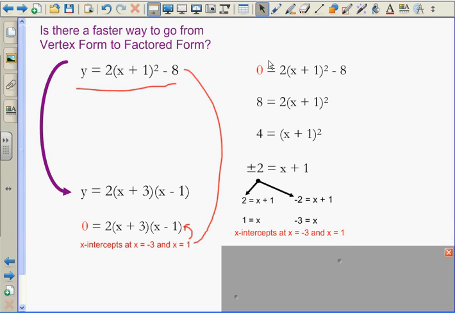So yes, it's definitely possible to get from vertex form to intercepts, which we can then put back into our parentheses. If our intercept is negative, we know it was positive in the parentheses. If the intercept was positive, we know it was negative in the parentheses, right? So that should be fairly easy to do. Let's try a couple more.